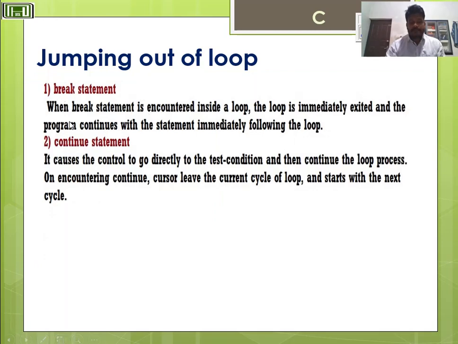So these are the definitions. When the break statement is encountered inside a loop, the loop is immediately exited and the program continues with the statement immediately following the loop. Then in the case of the continue statement, it causes the control to go directly to the test condition and then continue the loop process. On encountering continue, it leaves the current cycle of the loop and starts with the next cycle.